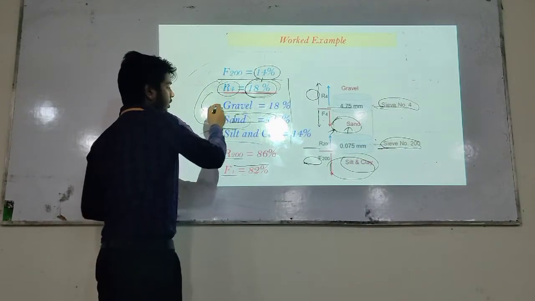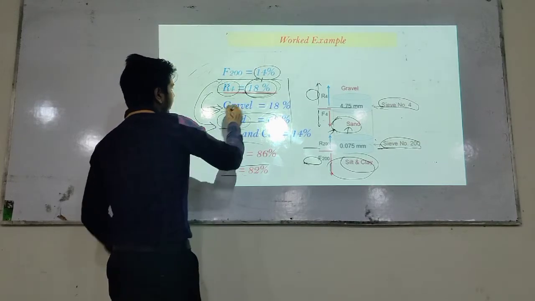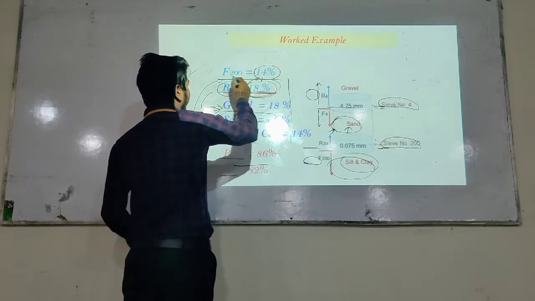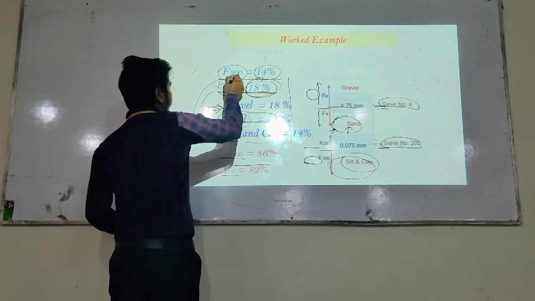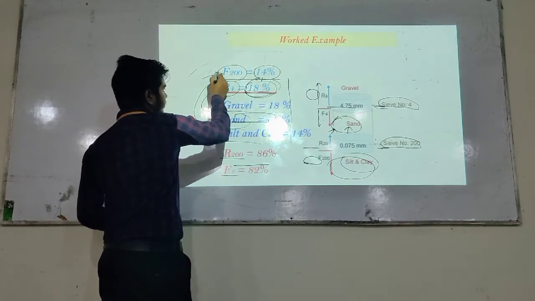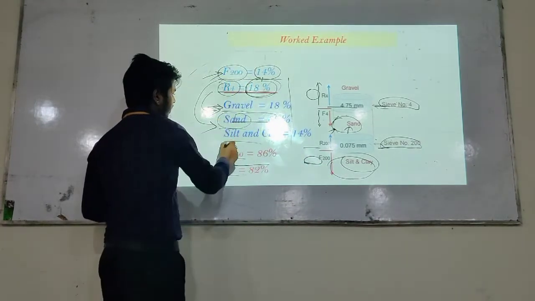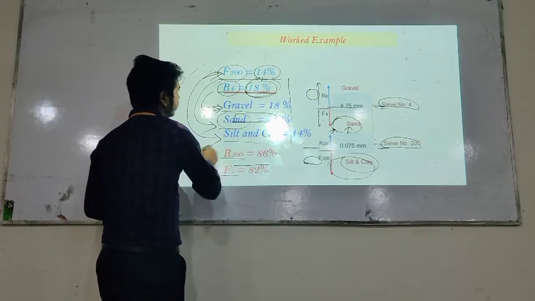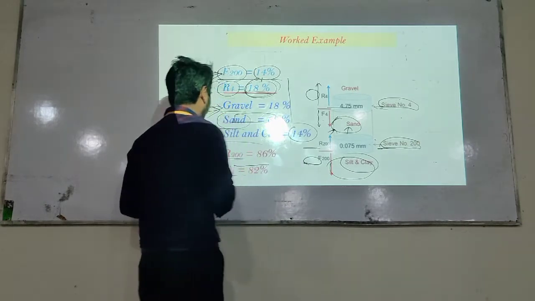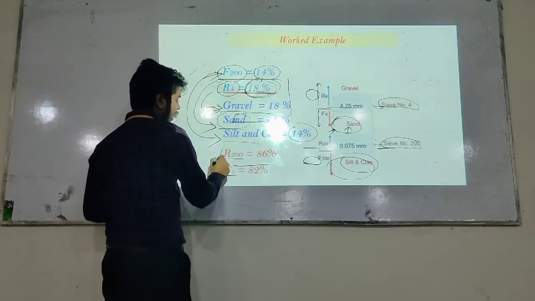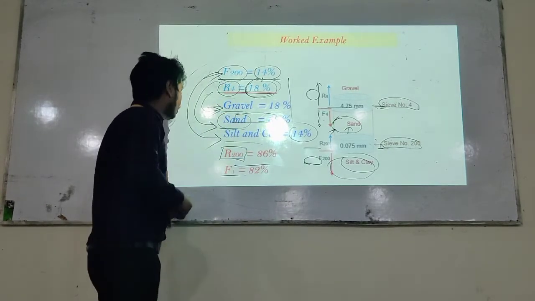So here F200 is 40%. That means these particles pass sieve number 200, so the silt and clay is 40%. Now for R200, how can we find it?